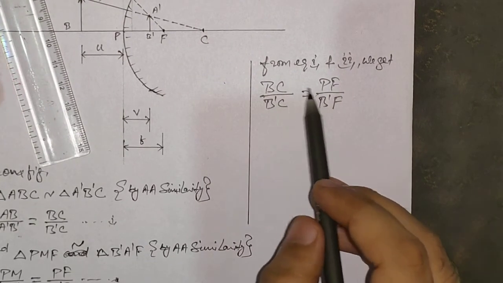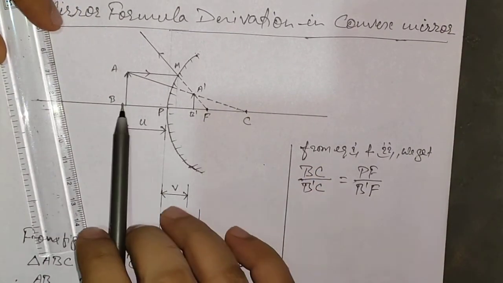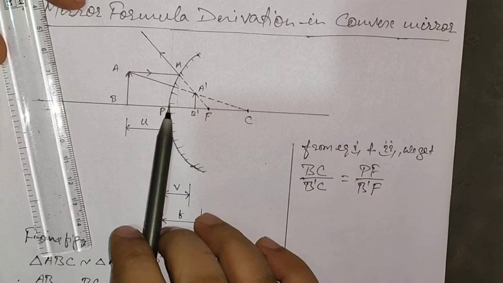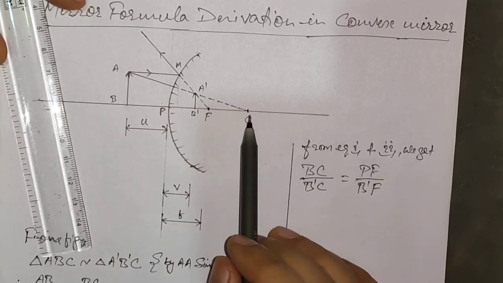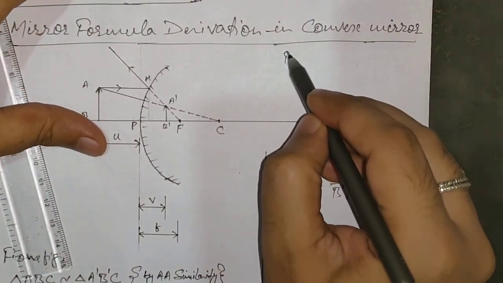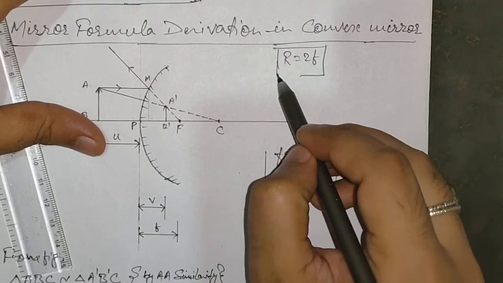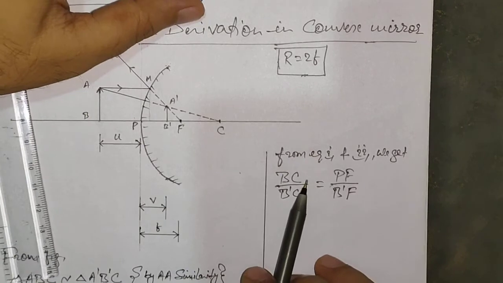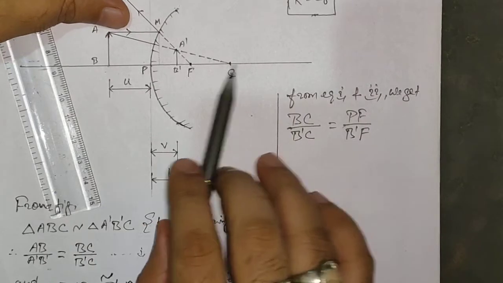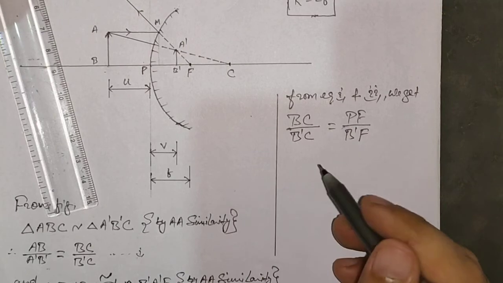So now BC, what is BC? Let us try to find out BC from the diagram. So this whole length is BC. We can start measuring the distance from the pole. So BP is going to be u and PC is going to be the radius of curvature. The radius of curvature is equal to 2f, it means R is equal to 2f. So we'll use this property: the radius of curvature is equal to twice the focal length. So BC should be replaced by u plus 2f. Is it clear to you people?